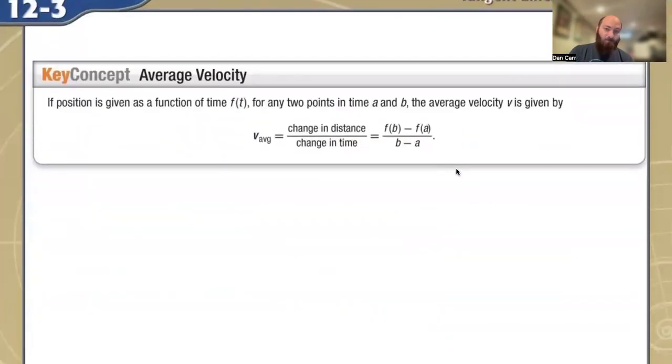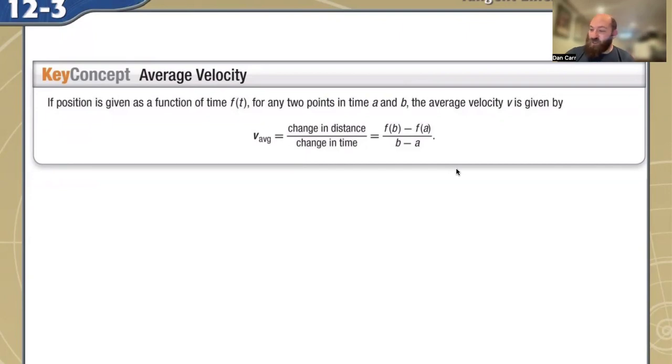Average velocity. So average velocity is telling us, basically, how much something changes over a given amount of time. For example, if it takes you 1 hour to drive 50 miles, does that mean you went 50 miles per hour the whole time? No, it means you averaged 50 miles per hour because you were going a little faster, a little slower. Chances are you went up and down a bit. So that's the idea here.